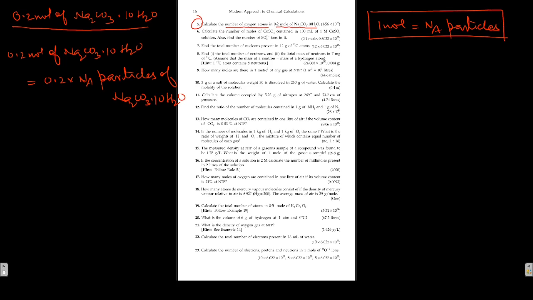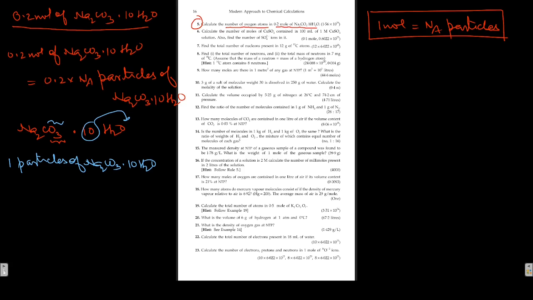Now look here at Na2CO3.10H2O. Look at this 3, and look at this 10. So you can say one particle of Na2CO3.10H2O contains 13 atoms of oxygen.